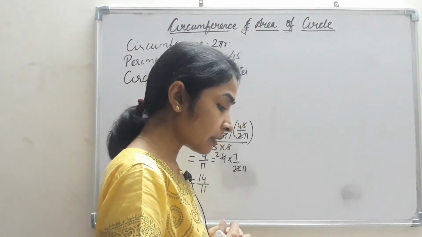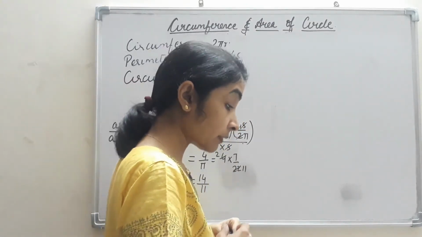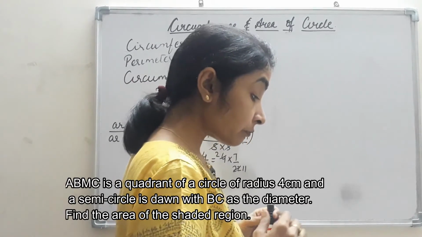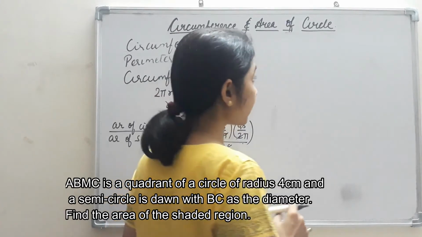Okay, now similarly we are having again a question related to the segment of the circle. We are given that ABMC is a quadrant. Now here we are given a quadrant.